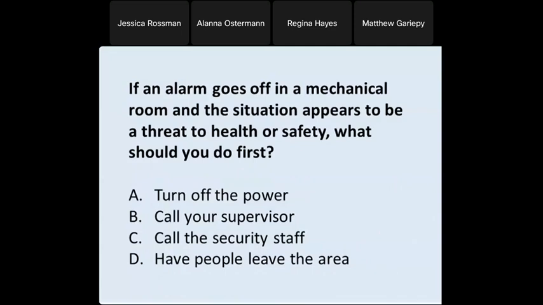Let's look at another sample question to practice these strategies. Again, you might not know anything about this topic, and we understand that. So here's the question. If an alarm goes off in a mechanical room and the situation appears to be a threat to health or safety, what should you do first? A, turn off the power. B, call your supervisor. C, call the security staff. Or D, have the people leave the area.